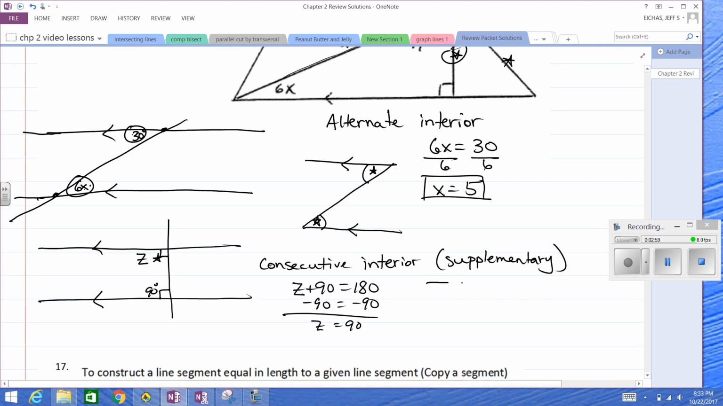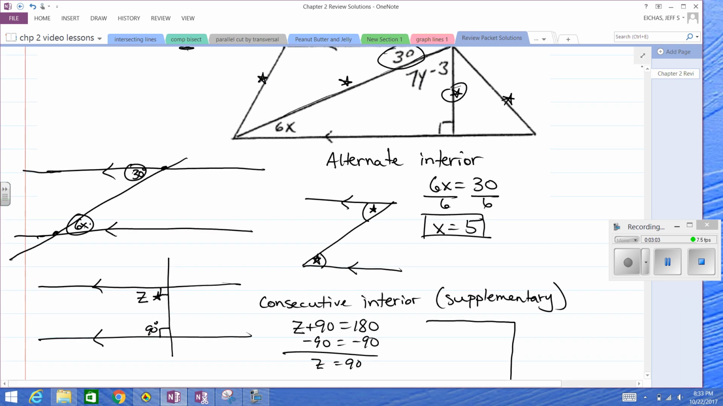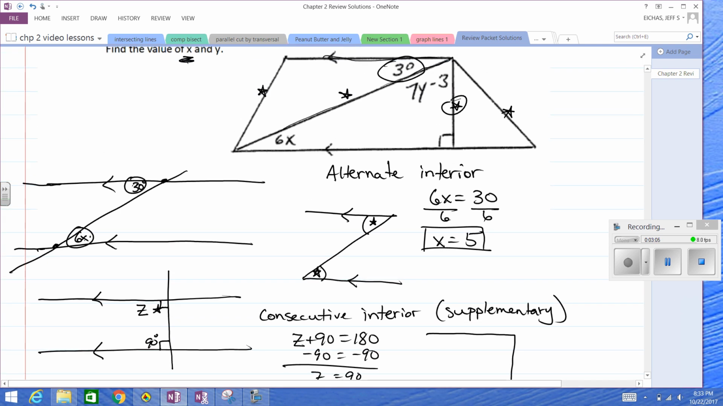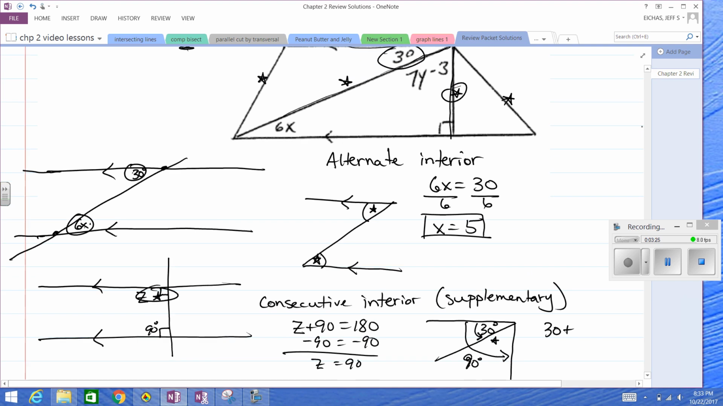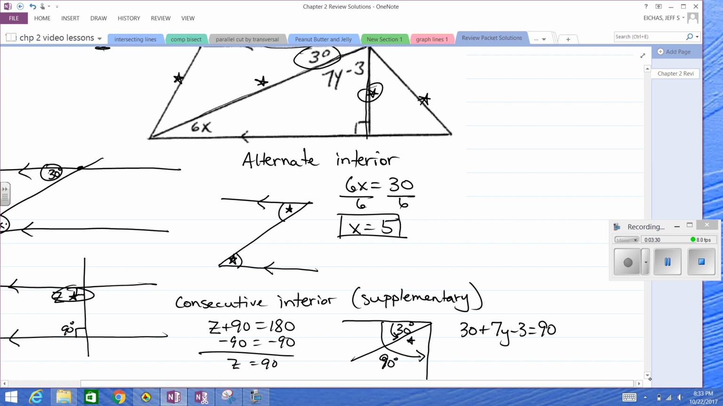Let me just put that together. So focus on this part right here. Try to break it down for yourself. Okay, you've got this here, right there, right? That's 90. We just established that right here. So what we have is this 30-degree angle right there, right? But the whole thing is 90. So we could say 30 plus whatever this is, 7y minus 3 equals 90. So that's what we'll do.